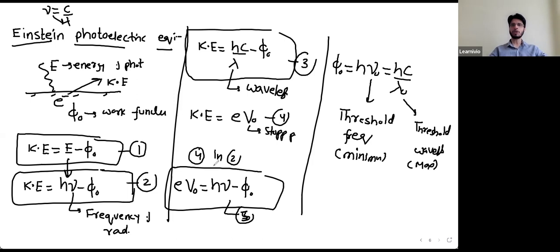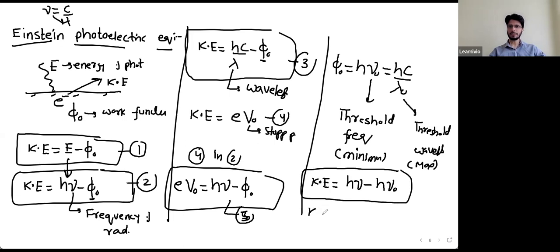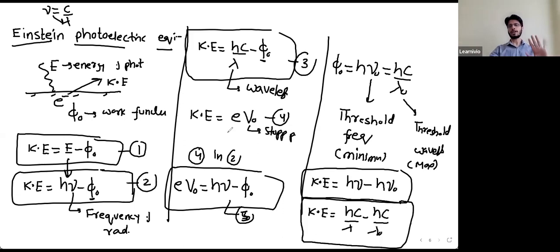Next, what you can do is, in this equation here, instead of phi naught, you can write h nu naught. Here, instead of phi naught, you can write hc by lambda naught. So the expression will become Ke is h nu minus h nu naught, and Ke is hc by lambda minus hc by lambda naught. So these are the different forms of Einstein photoelectric equation.